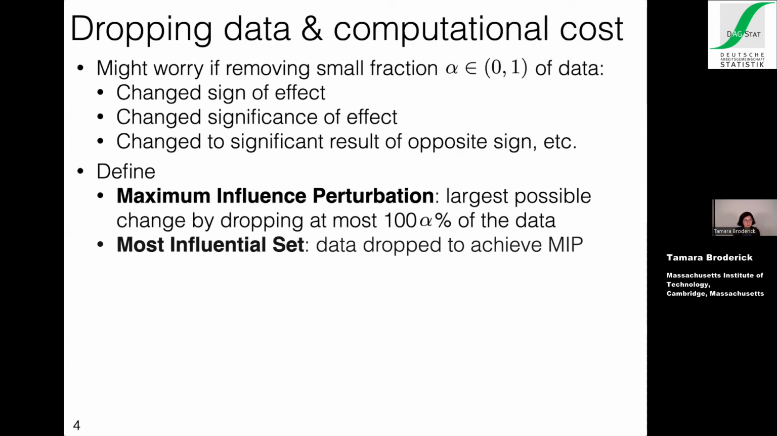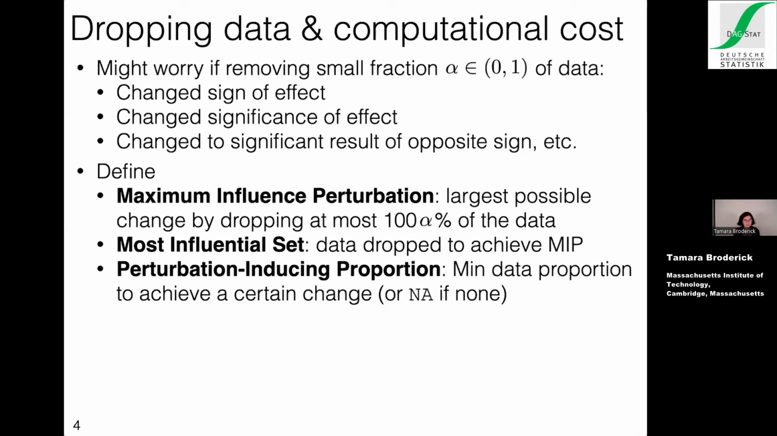Now, once I've identified that, say there's some super small part of my data that I could drop and change my conclusion, I probably want to know what those data points are. And so we're going to call this the most influential set. What data can I drop to achieve this maximum influence perturbation? So for instance, again, if like Jeff Bezos walked into my microcredit villages, my randomized controlled trial, I would want to know, hey, who is this data point that's totally changing my analysis? And so he would comprise my most influential set.